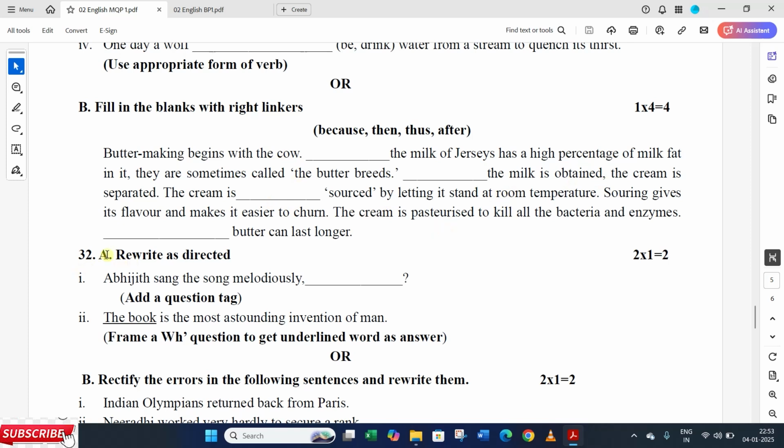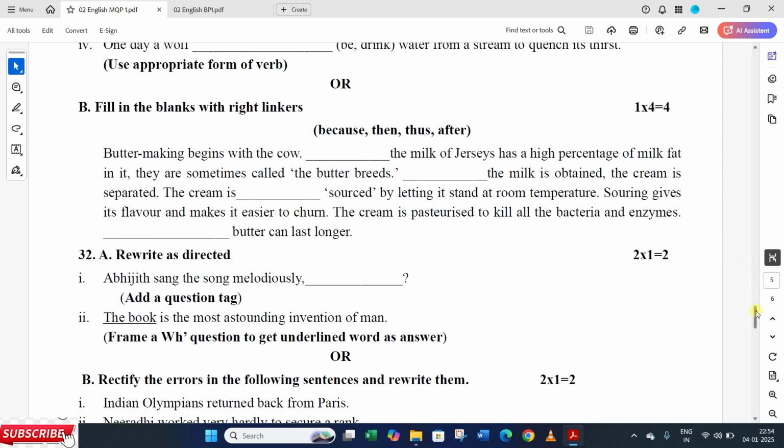Next question, number 32, is rewrite as directed. Once again, here you will find a question tag. Abhijit sang the song melodiously. Now you have to add a question tag. Next question: The book, this word is underlined, is the most astounding invention of man. Now what exactly is the question? Frame a WH question to get the underlined word as an answer. So it is for 2 marks.